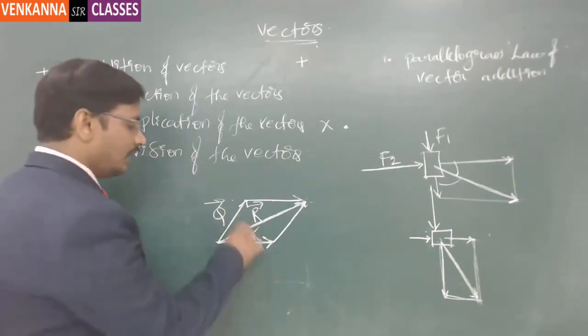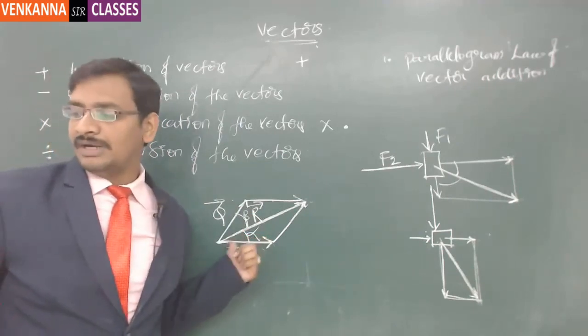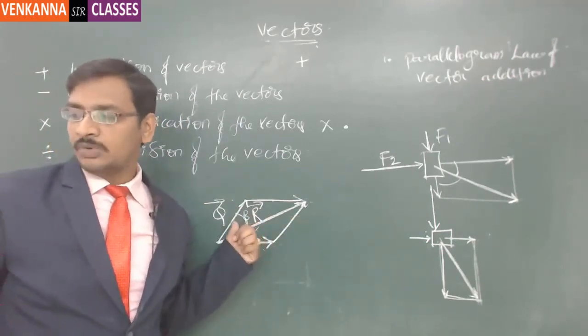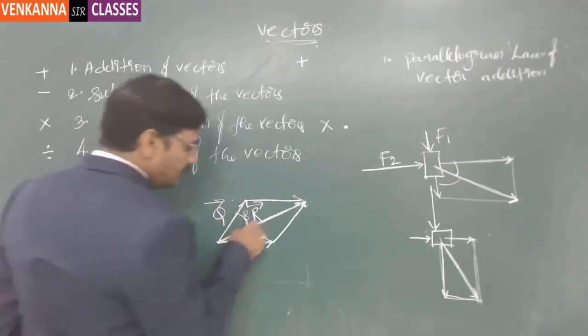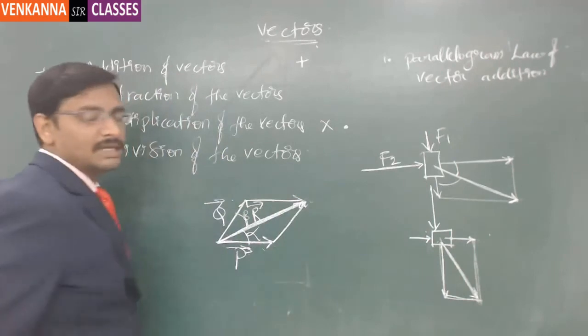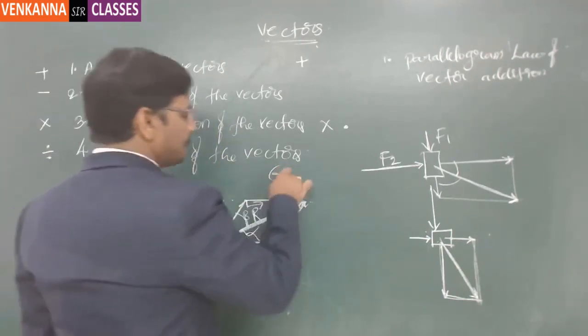Got it? So this is alpha and this is beta. With respect to P, alpha is the resultant direction. With respect to Q, beta is the resultant direction, right? So the length of this particular line will give the resultant magnitude along with the direction. So this is a graphical technique.